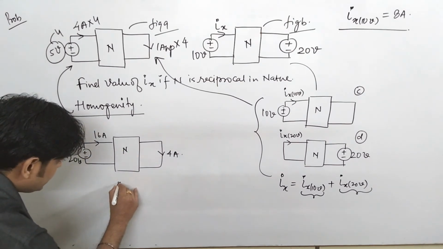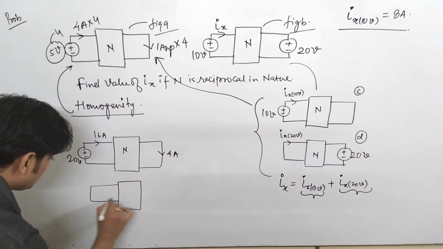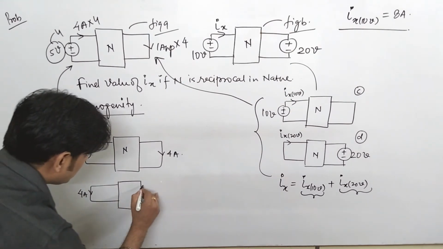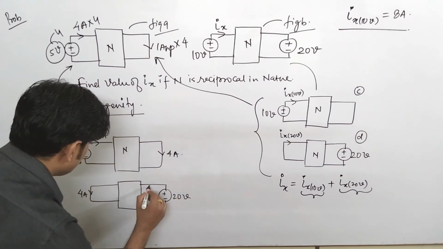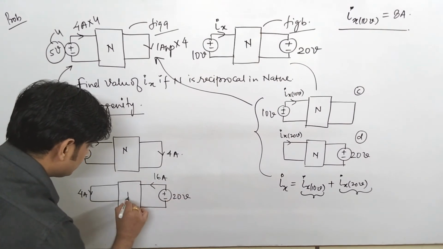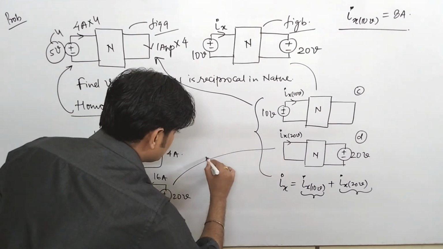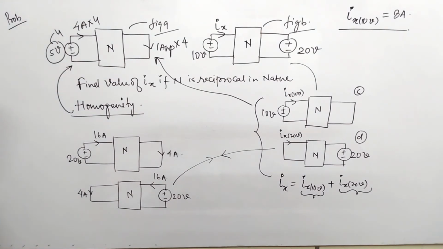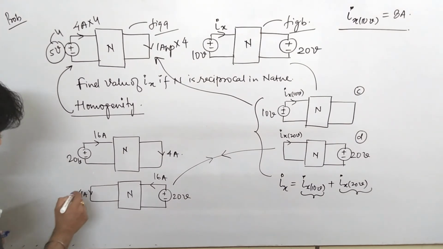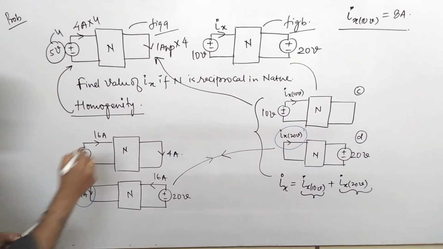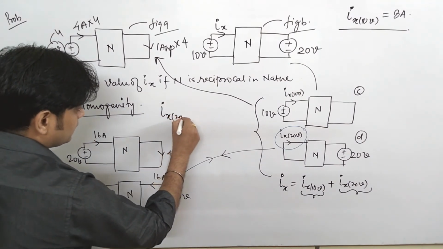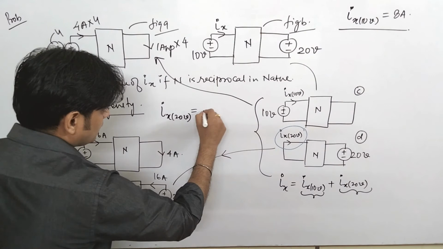Now should I redraw this network by interchanging? Yes. So if I interchange it, this is 4 ampere, this is your 20 volt and this is your 16 ampere current. This is N. Now if you compare these two, can you find the value of Ix20? Yes, just by comparing this network, this and this, you will get the value of Ix20, and the value of Ix20 because of the 20 volt source comes to be minus 4 ampere.